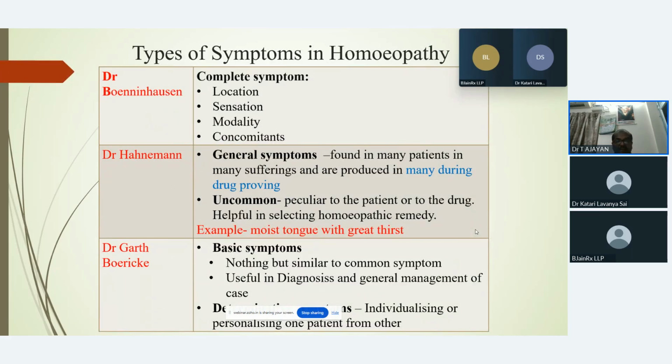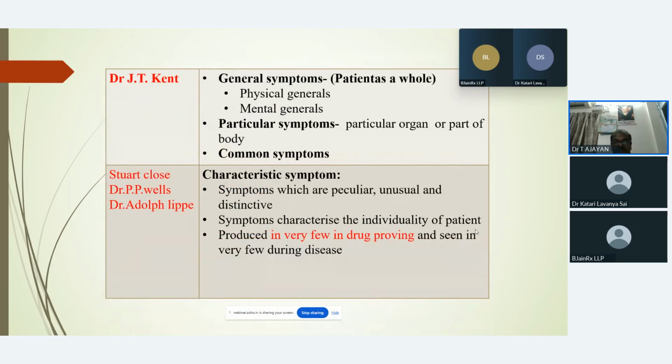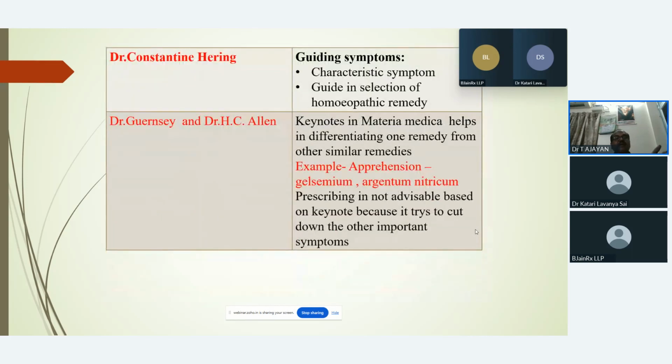Boenninghausen explained the symptom as location, sensation, modality. Hahnemann also explained the general symptom. Dr. Gartenborg basically says a basic symptom. I'm not going into the details. Dr. J.T. Kent takes the patient as a concept, as a whole. First importance is given to mental generals, then physical generals, then particulars, then common symptoms. Then again, Constantine Hering gave first importance to the guiding symptoms. Then our Knerr Repertory is also based on these guiding symptoms.